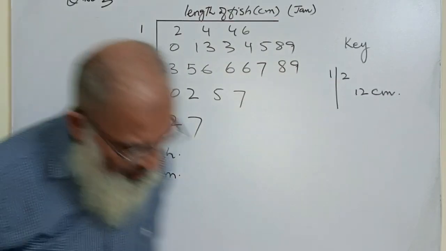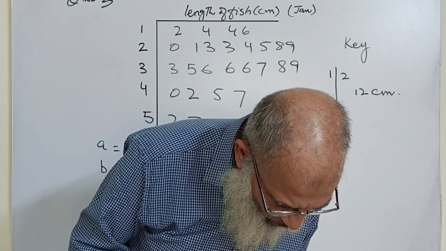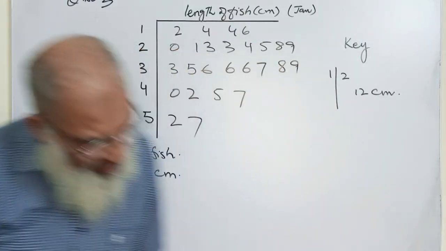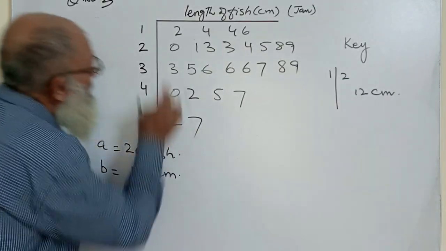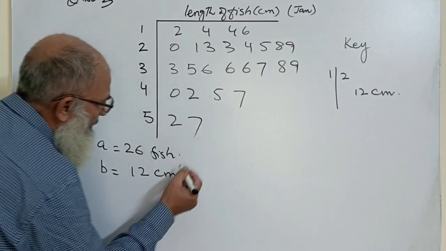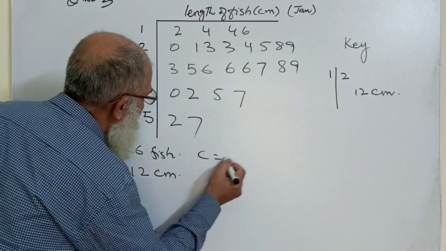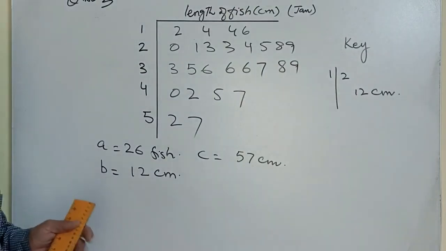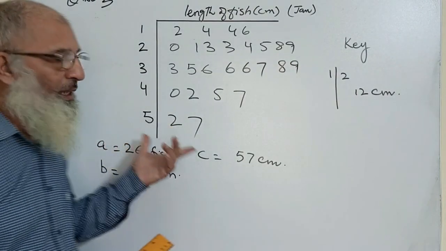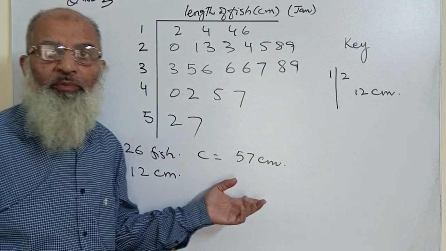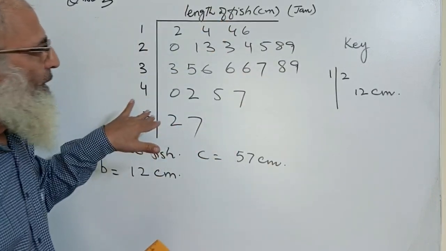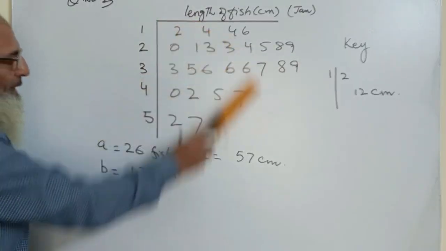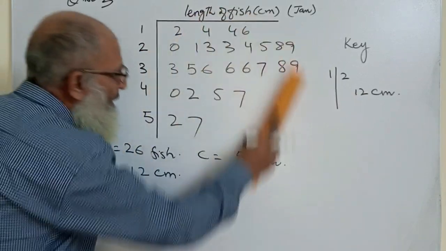Now part C: how long was the longest fish measured? This is the shortest, this is the longest. So the answer to C is 57 centimeters. You can see how easily we are getting the data from the source, which we have made with the help of the stem and leaf diagram. The original data is within this.